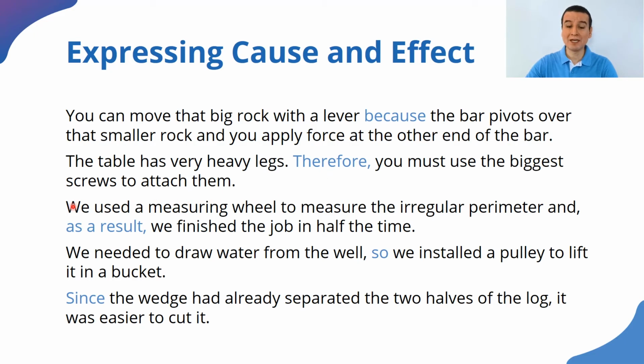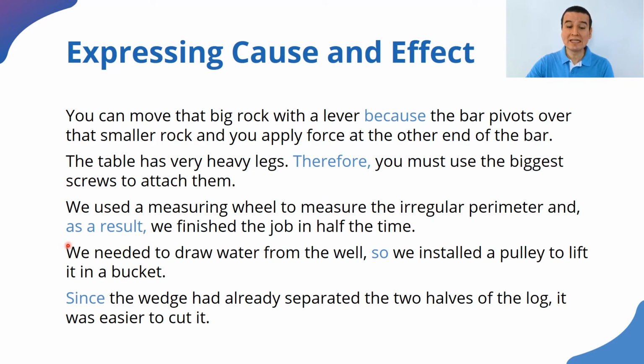Next, we used a measuring wheel. It's one wheel that keeps track of the distance that it has spun, so that we know the distance from the moment we started spinning it until we stop. And then we can have a measurement of a surface, for example, that is irregular, that we cannot measure with a regular measuring tape. We used a measuring wheel to measure the irregular perimeter, and as a result, we finished the job in half the time. Yes, because that is a very useful tool.